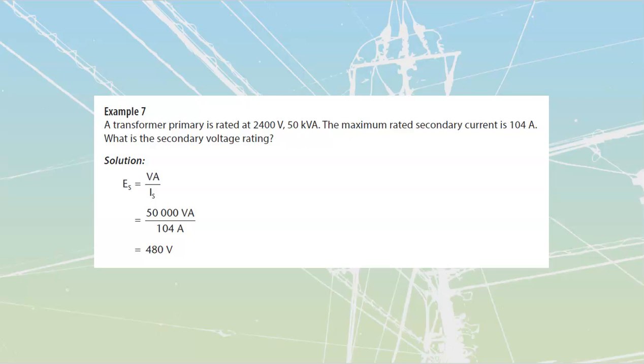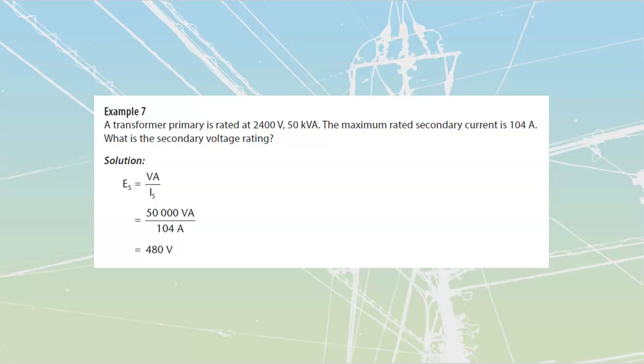All right, let's take a look at number 7. Transformer rated at 2400 volts, 50 kVA. The maximum rated secondary current is 104 amps. What is the secondary voltage rating? So over here, they have not told us what the voltage is. They just told us that that secondary can take 104 amps, but they've given us the VA.